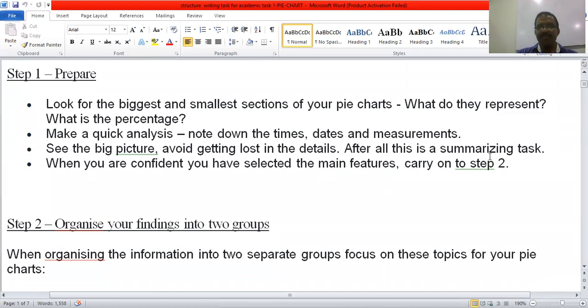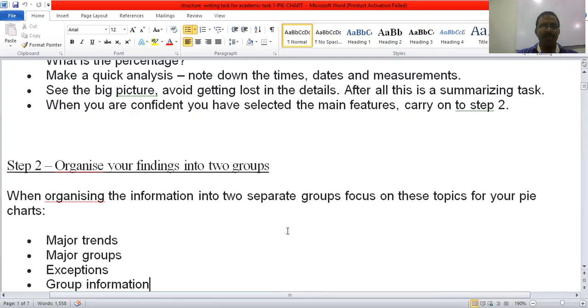After all, this is a summarizing task. It means that you shouldn't go to the depth of the whole picture. You should see the main pictures and the main areas. When you are confident you have selected the main features, carry on to step 2. So what is step 2? Organize your findings into 2 groups.